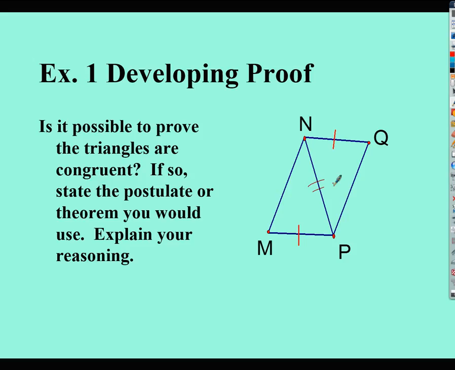Unfortunately, there's not. That's too bad, there's not. So this would be an example where it'd be NA. We can't prove these congruent.